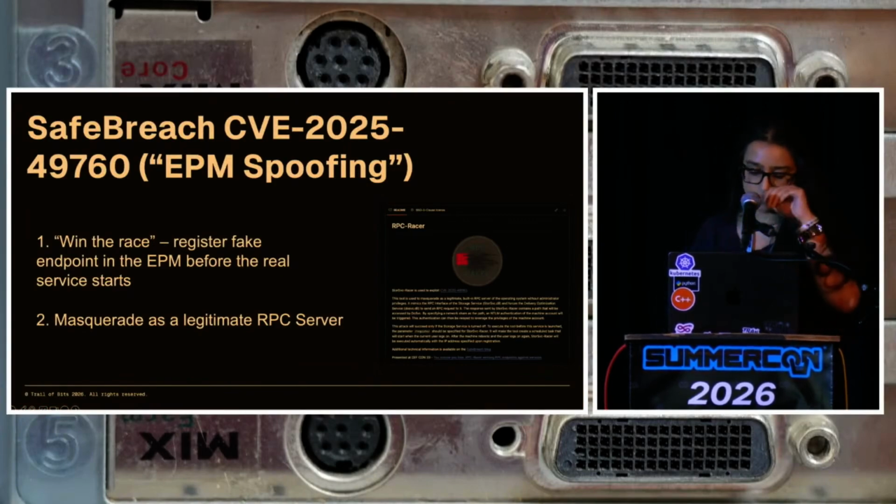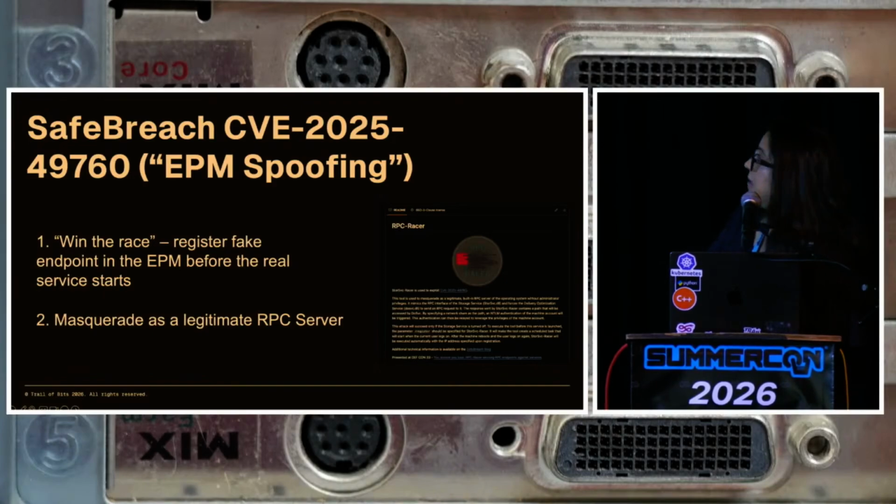So there was some really helpful research done a couple months ago or a year ago, I believe, by SafeBreach, and the idea was EPM spoofing. If you remember, that was the endpoint mapper. EPM spoofing is where you register a fake endpoint in the EPM before the real service actually starts, and then you pretend to be the legit RPC server.